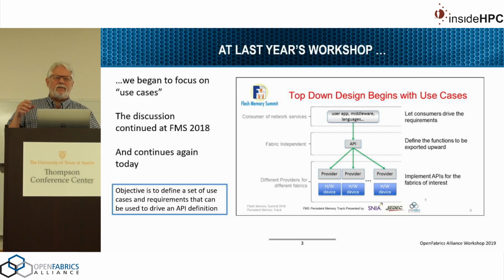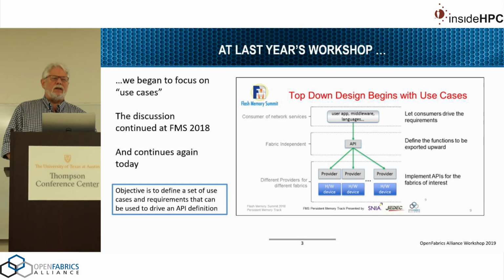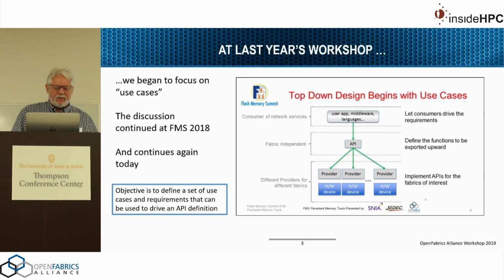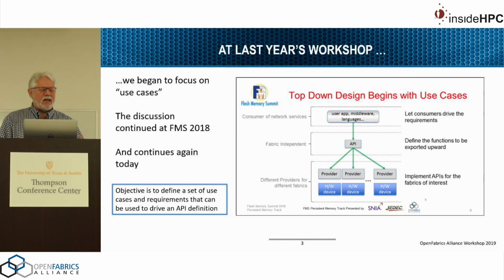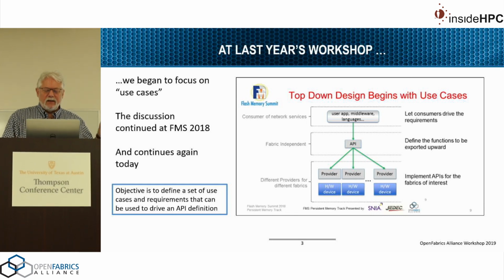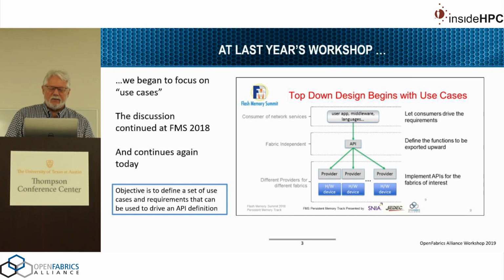And then it was continued at Flash Memory Summit in August of 2018, and it was developed again at the Persistent Memory Summit in January of this year and continues again today. So the objective here is to define a set of use cases and requirements that can be used to drive an API definition. That's what we're trying to do. One thing I want to point out here, it says at the top, let consumers drive the requirements, because this is just a snapshot of last year's slide.